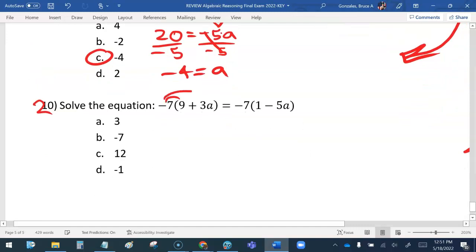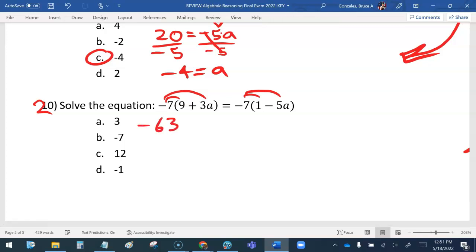Last one, I need to distribute both of these. Okay, negative 7 times 9 is negative 63, negative 28, 21a, negative 7 plus 35a. Okay, once I distribute, I get rid of the smaller a since it's on both sides. The smaller a is negative 21a, so the opposite is plus 21a.